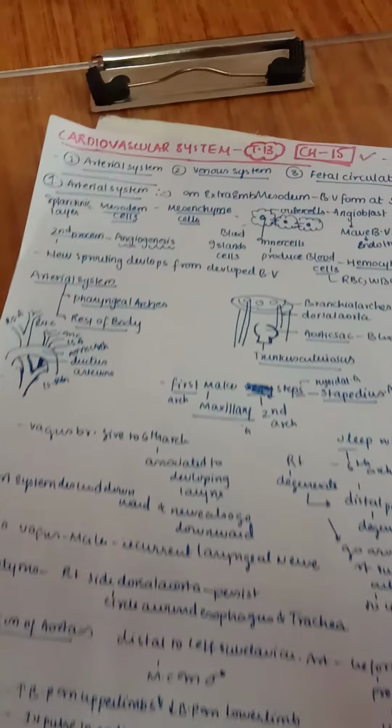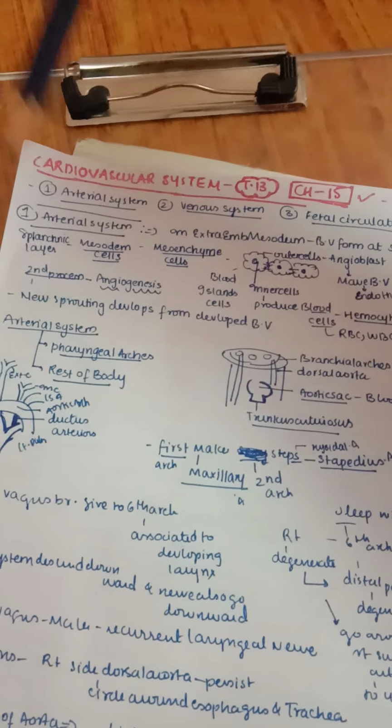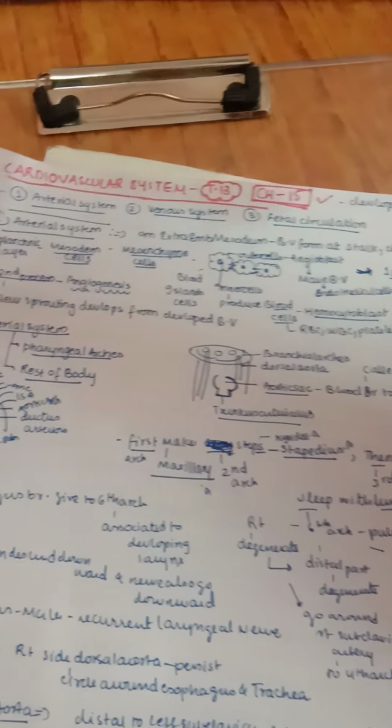So now I don't want to go there. Now the arterial system, our vascular system, is divided into the arterial and venous systems. Later we'll discuss fetal circulation.